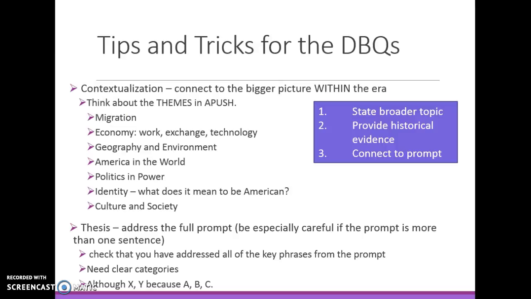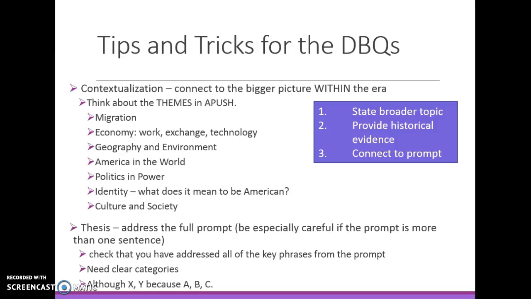Migration is not only accounting for immigration to the United States, but also movement within the United States. So you could talk about urbanization, moving from rural areas to larger cities for jobs. You could also talk about the Great Migration, the movement of African Americans out of the South to northern industrial cities. That will start during World War I, but continue all the way up through this entire time period.